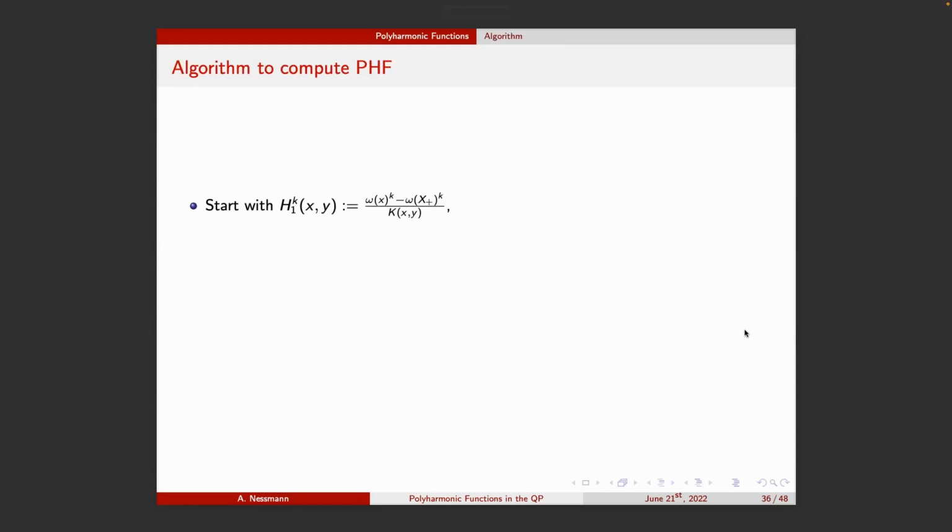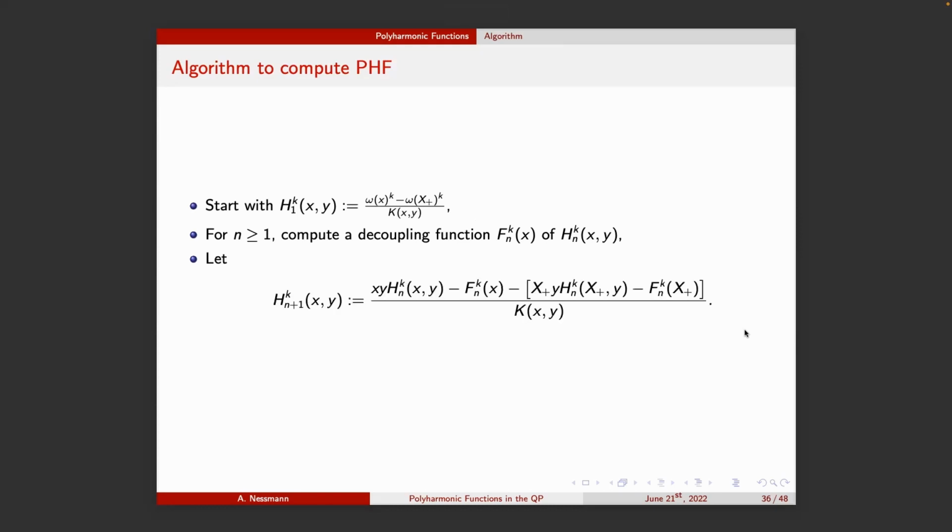So how does one compute polyharmonic functions? Summary. One starts with the h1k. We need to enumerate them somehow. Then suppose we already have h and k. We compute a decoupling function. Induction on this always works. One plugs it into the formula here. Well, one is done. That's the polyharmonic function.